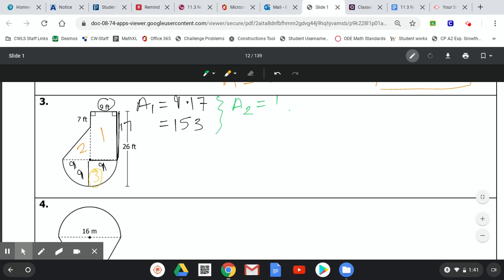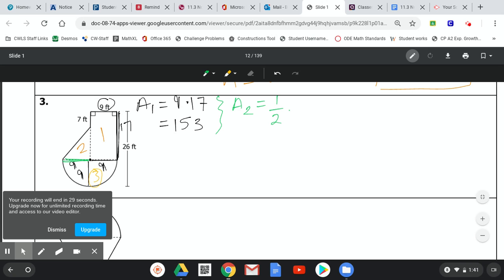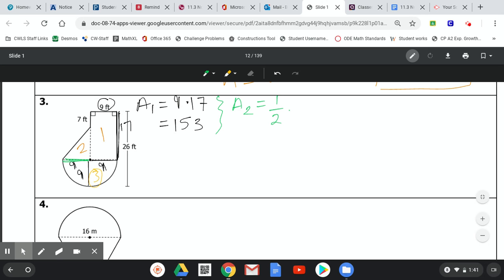So we're going to take 1/2, all right? And now this is where our base is going to be 9. Our base is right here. We know that part's going to be 9 because it's a radius of that circle, okay? And then we got to figure out what the height's going to be. Well, they tell you this part is 7. The whole thing is 26.